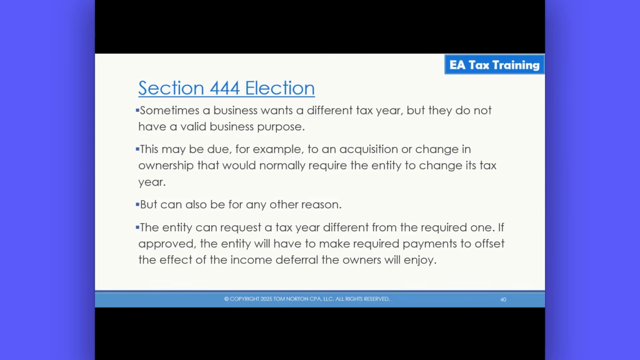So the IRS says, no, you can't do that. If you want to have a tax year other than December 31st for this partnership, then we may allow it, but we're going to make you make these Section 444 payments to make up for the fact that you're getting this 11-month deferral. So this is just to stop businesses from playing these games and choosing different tax years to maximize their tax benefits rather than doing it for some legitimate business reason.